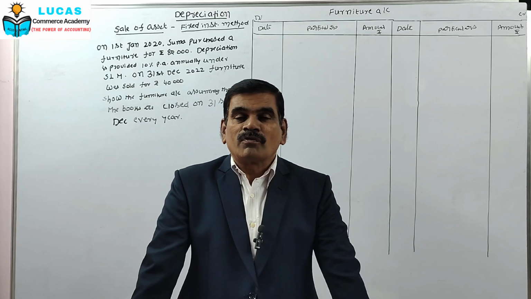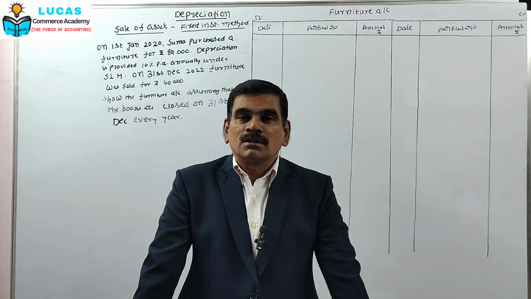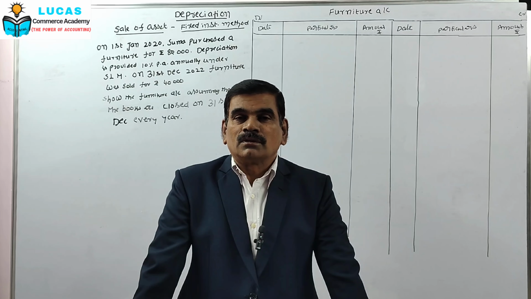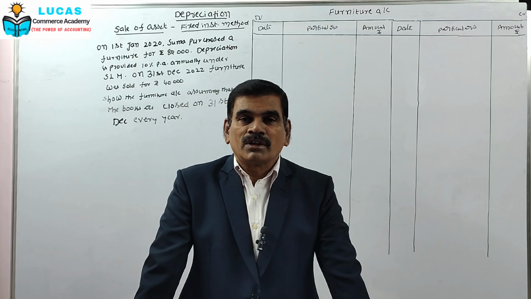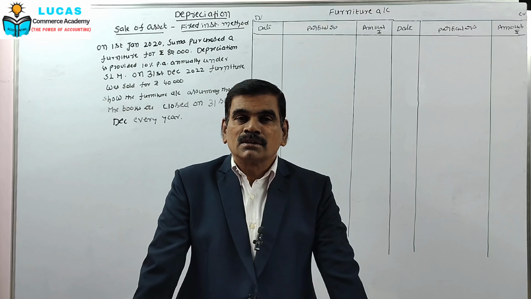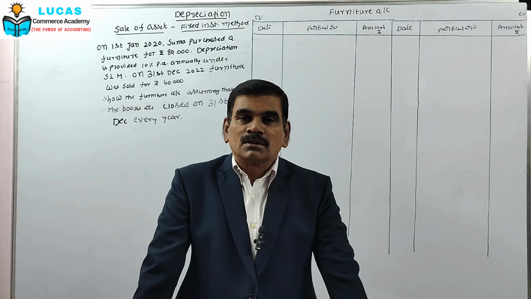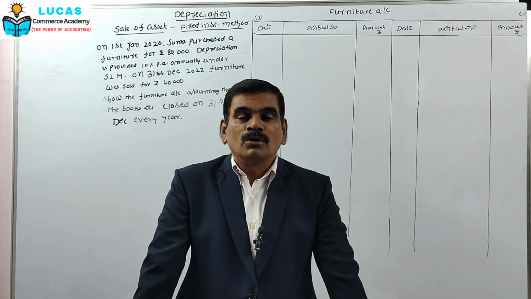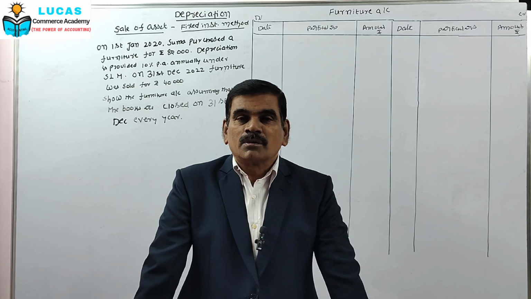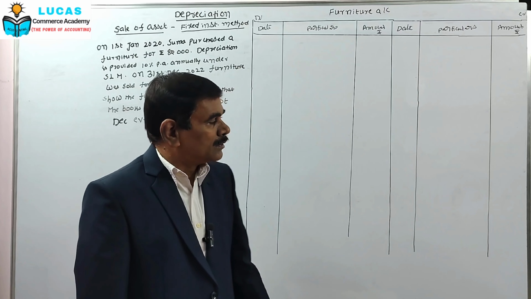Then ascertain the profit or loss on sale of asset. Such profit or loss should be transferred to profit and loss account. In case of profit, the journal entry is asset account debtor to profit and loss account. In case of loss, profit and loss account debtor to asset account. Okay, good. So this can be explained by taking one example.